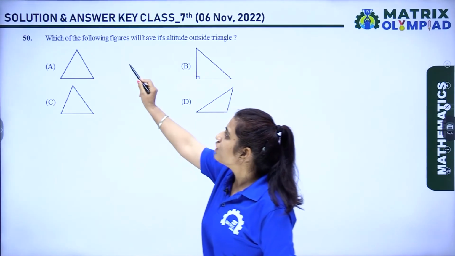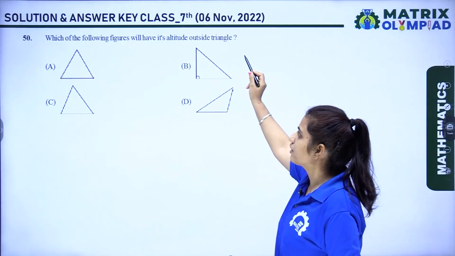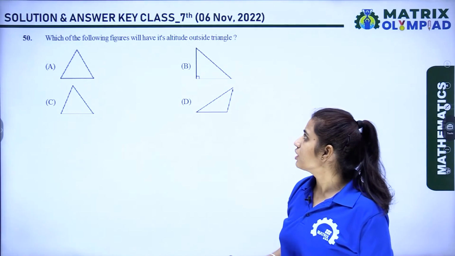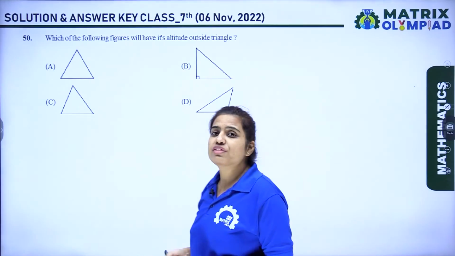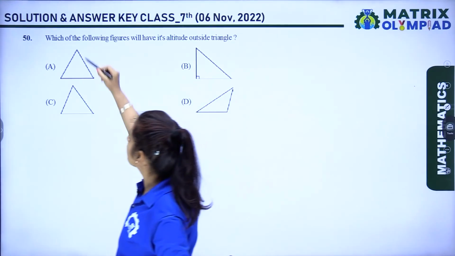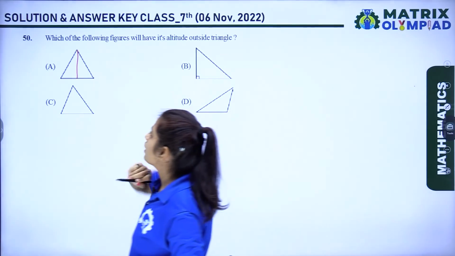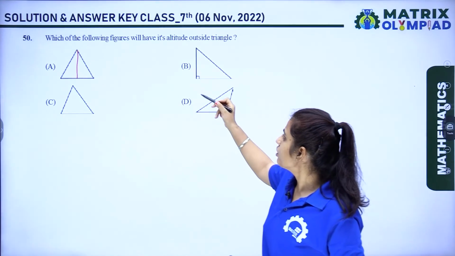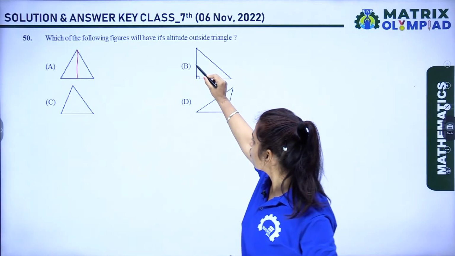Now, which of the following figures will have its altitude outside the triangle? We have to find out in which figure the altitude will be outside the triangle. In the first figure, the triangle's altitude will be inside the triangle. In the second figure, this is a right triangle, so the altitude is already given.